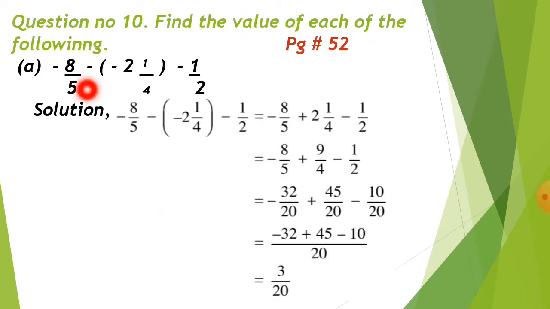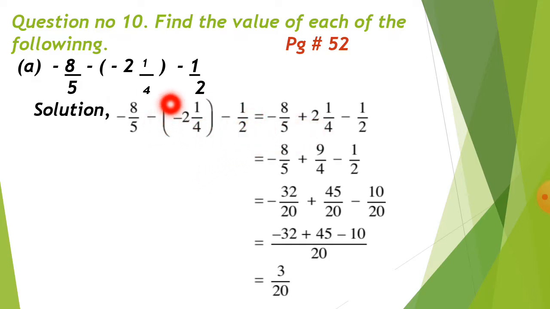Let's go and start question number 10. Find the value of each of the following, that is on page number 52. Minus 8 over 5 minus 2 into 1 over 4 minus 1 over 2. It is the same question that has been repeated.